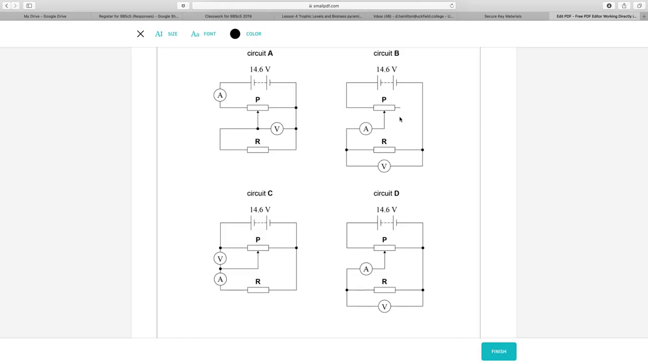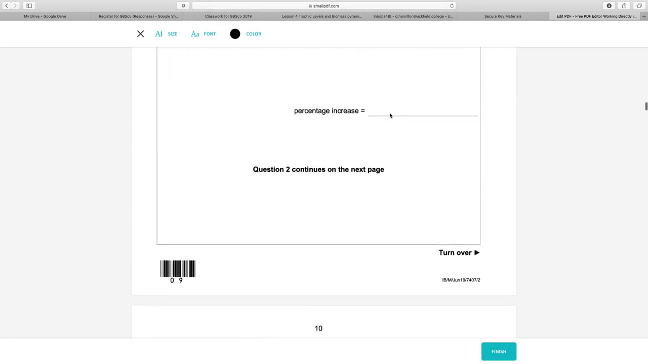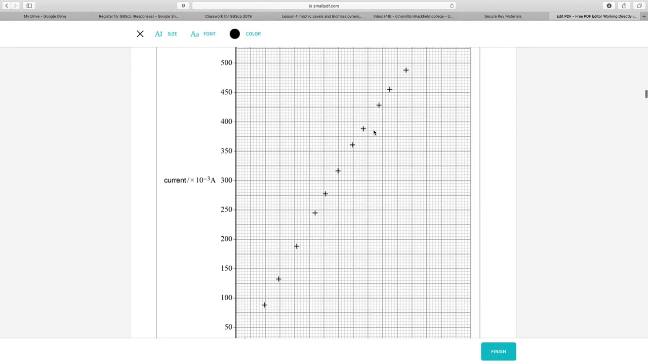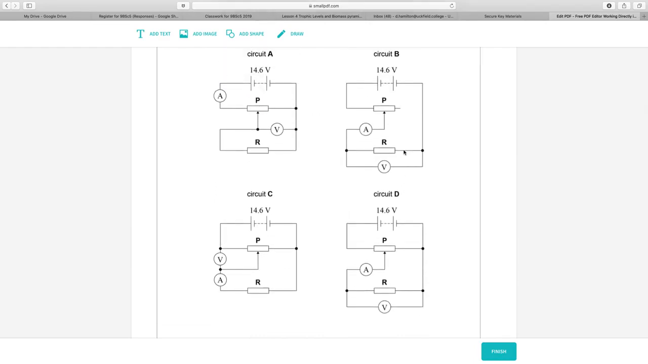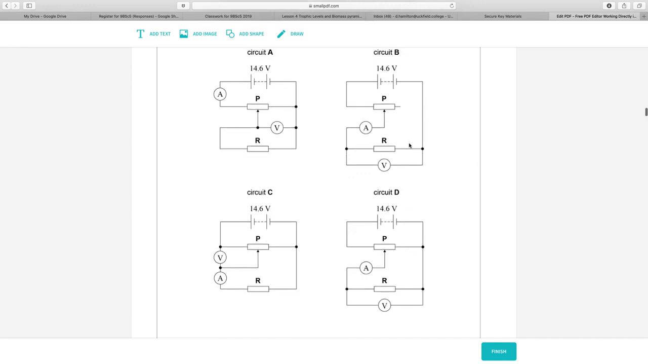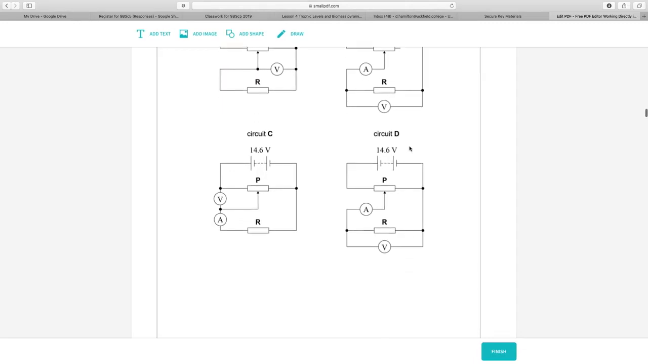Circuit B. Well, this is measuring the current through R, so that's good. We're measuring the PD across R, so that's good. Is there anything else wrong with this? Well, we will get an incomplete voltage range here. We can't get the full range. If we look at our range here, 0 to 14 volts, 14.6. We can't do that. So B is wrong.